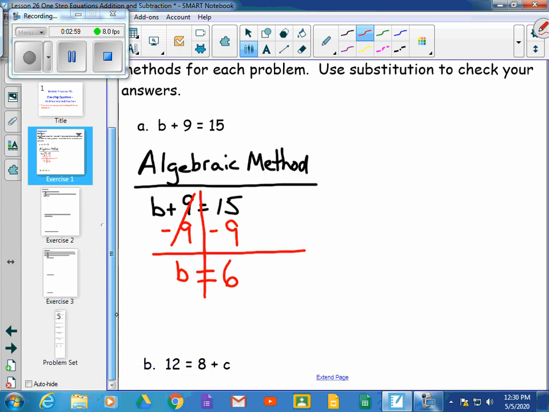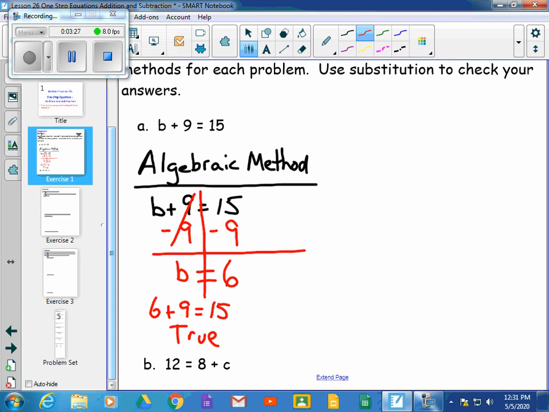Now we can check our answer by substitution. Our original equation: b plus 9 equals 15. To check it, we're going to substitute. We're going to remove that variable and put our solution there, and then ask ourselves, is that a true statement? 6 plus 9 is 15. That's a true statement. So we proved that the variable b equals 6.